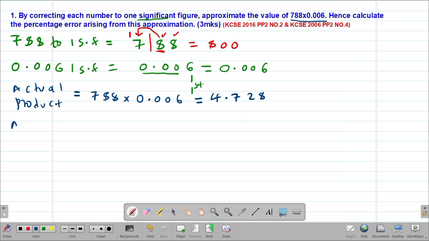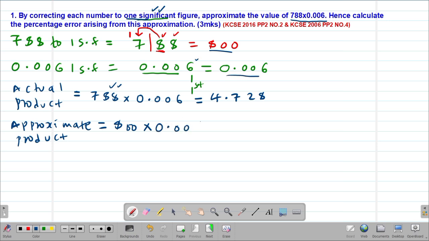Then I'll also get the approximated product. The approximate product will be the product of the numbers when expressed to one significant figure, which was the instruction given in the question. So 788 to one significant figure, I got as 800. So this will be 800 multiplied by 0.006, which to one significant figure remains 0.006. You feed this on your calculator, and you're going to get 4.8. This is the approximate product.